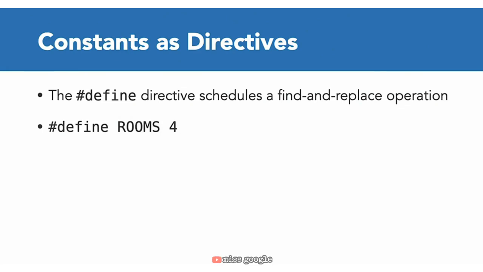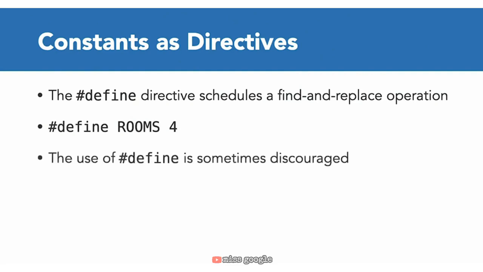An example would be to define the number of rooms in a house as 4. Now, you should be aware that the use of define is sometimes discouraged and considered a bad practice. That's because macros don't have a context and there's no compiler enforcement for basic features like types and syntax correctness for macros. Besides, there's a better alternative.